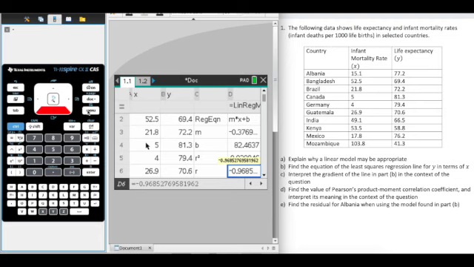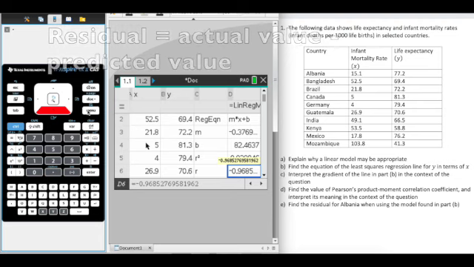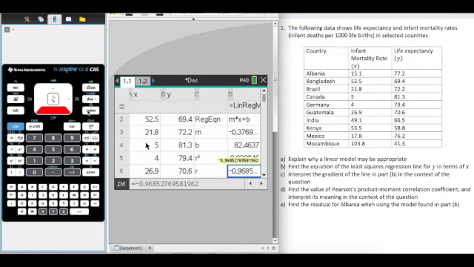Finally, we've been asked to find the residual for Albania. So the residual always means the actual value of y minus the predicted value of y. So we could just use the equation that we've written down and do negative 0.377 times 15.1, which is the x value for Albania, plus 82.5. But a more accurate way to do it would be to use the function that the GDC has stored.